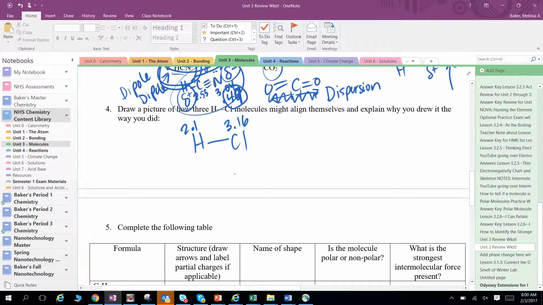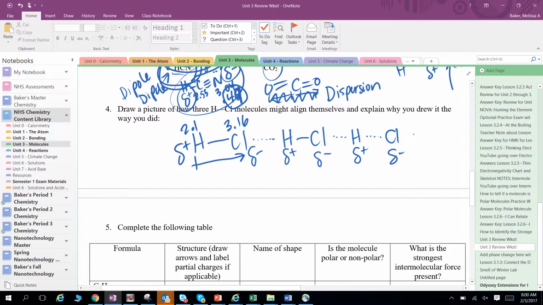Well, we've got a big difference here. That chlorine is going to have a partial negative and that hydrogen a partial positive. So when 3 of these line up, we want to put the partial positives next to the partial negatives. So they would definitely line up with chlorines facing the hydrogens.